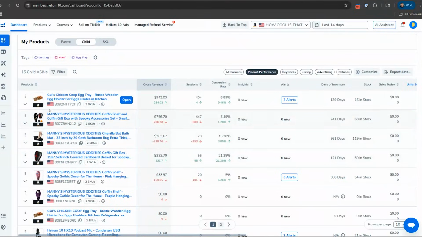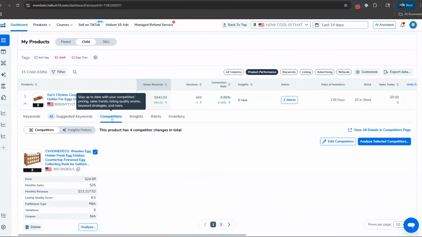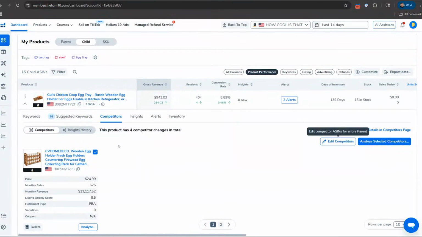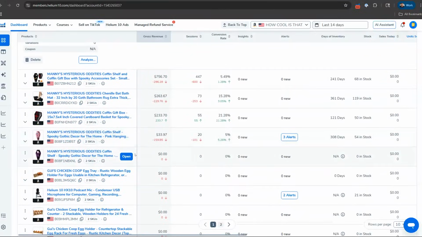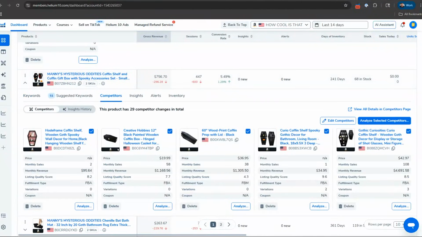And then what I want you to do is, for the ASIN, you expand out who your competitors are. Like for this egg tray, I have one competitor. So hit edit competitors and add all of the egg trays. That's what I'm going to do here. For my coffin shelf, under competitors, I probably put a few coffin shelves here. So you guys put who your top 5 competitors are.